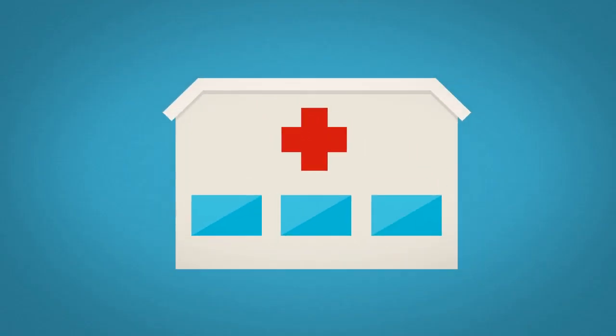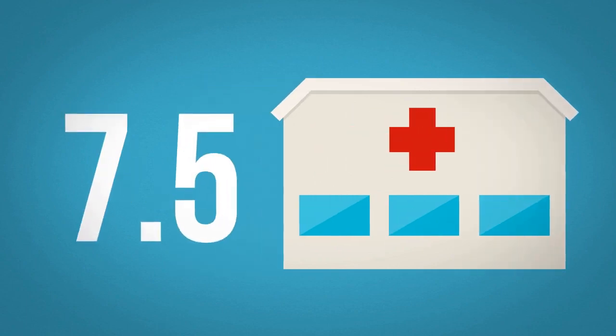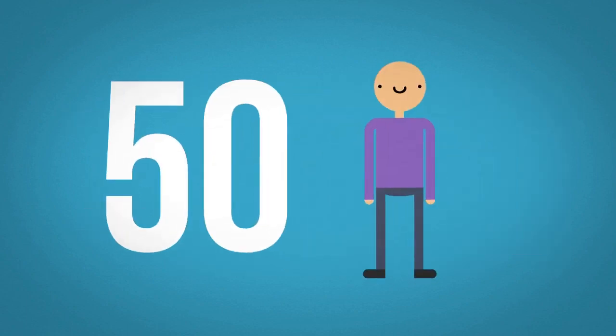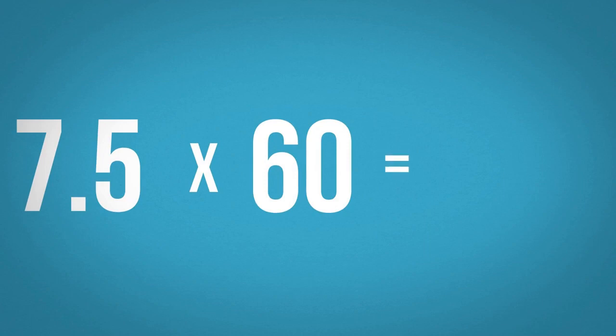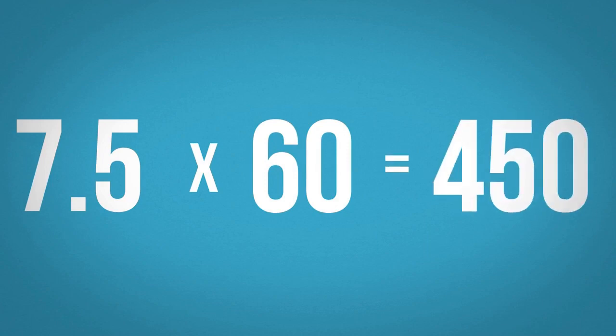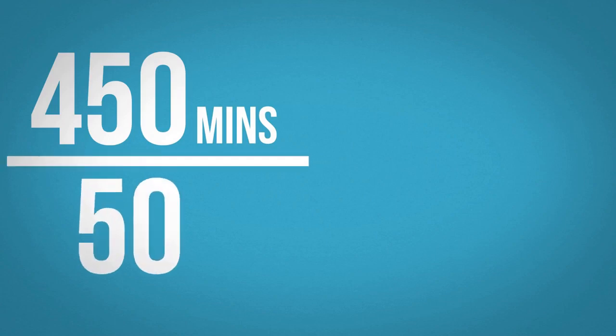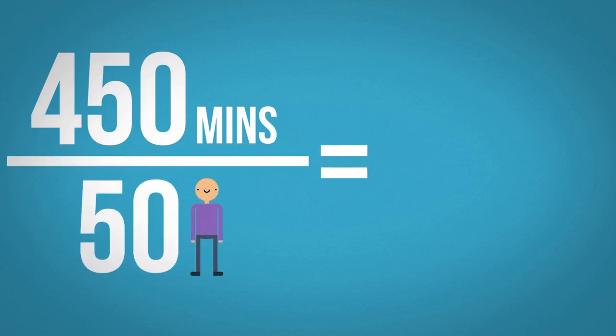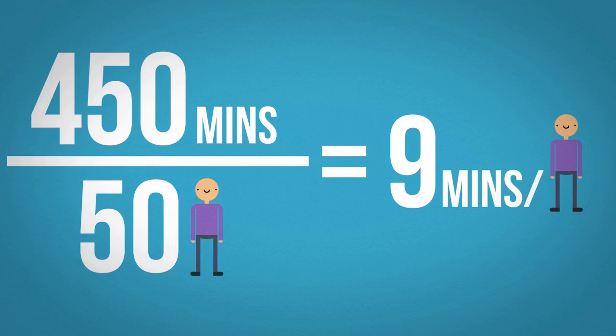A hospital outpatient department runs a clinic for 7.5 hours each day with the expectation of seeing 50 patients every day. The takt time calculation will be 7.5 hours by 60 minutes, which is 450 minutes. This available work time is then divided by the demand for service, which is 50 patients, giving a takt time of 9 minutes per patient visit.